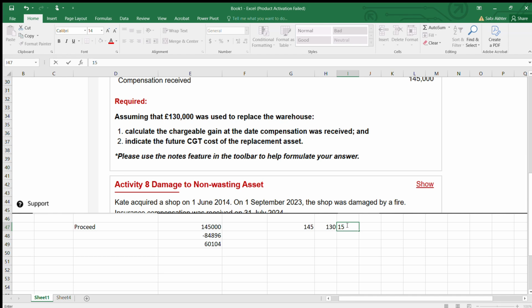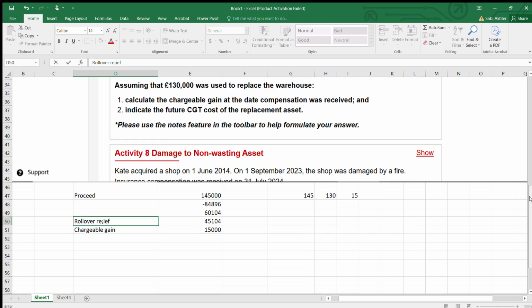So 15,000 is your gain. This is your chargeable gain. The difference will be a chargeable gain. So this is the balance. This is a rolled over relief. Rolled over relief means the one which is not chargeable. So now, first one you have answered.